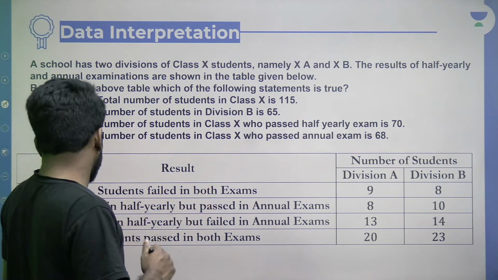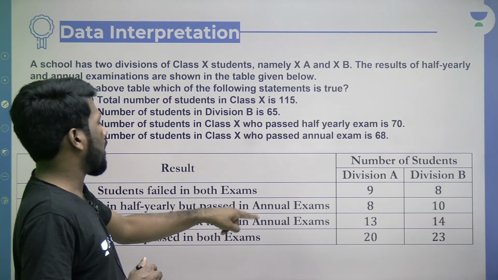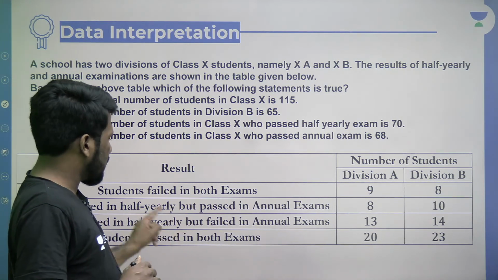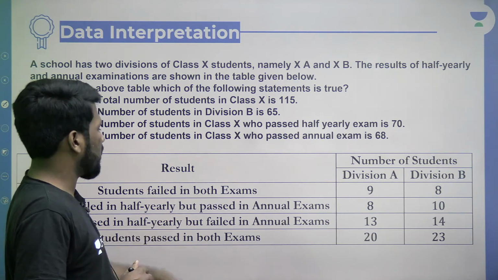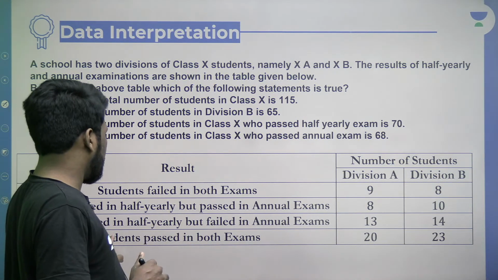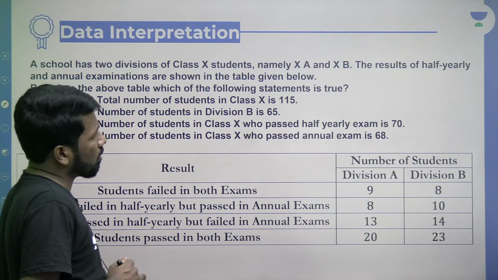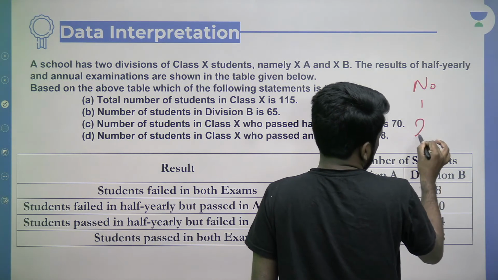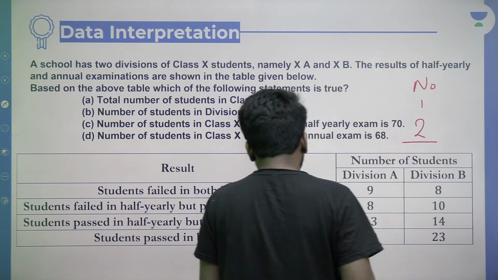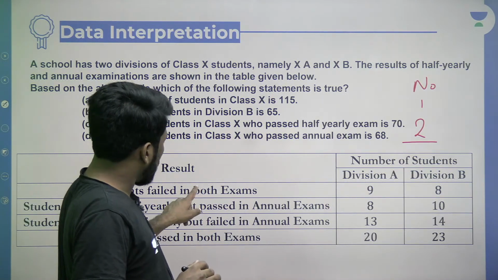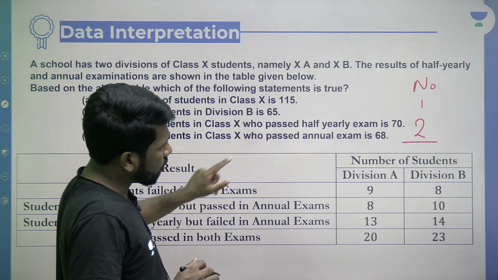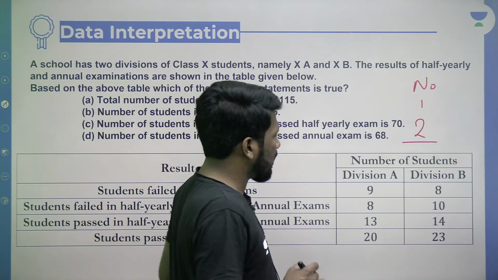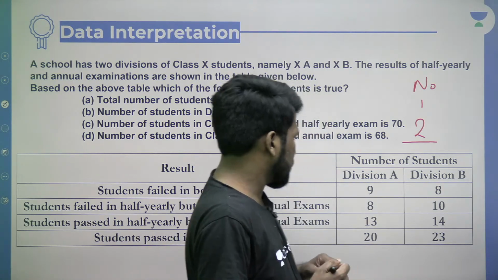Students failed in both exams. Students failed in half yearly but passed in annual. That means failed in half yearly only. Students passed in half yearly, that means passed in half yearly only, that is failed in annual exam only, and passed in both exams. So speaking of passing in exams, no subject passing, one subject passing, two subject passing, these are the three categories of people. So this is no subject passing people, these two are one subject passing people, this is both subject passing people. So obviously adding these three up, you should get total number of people.